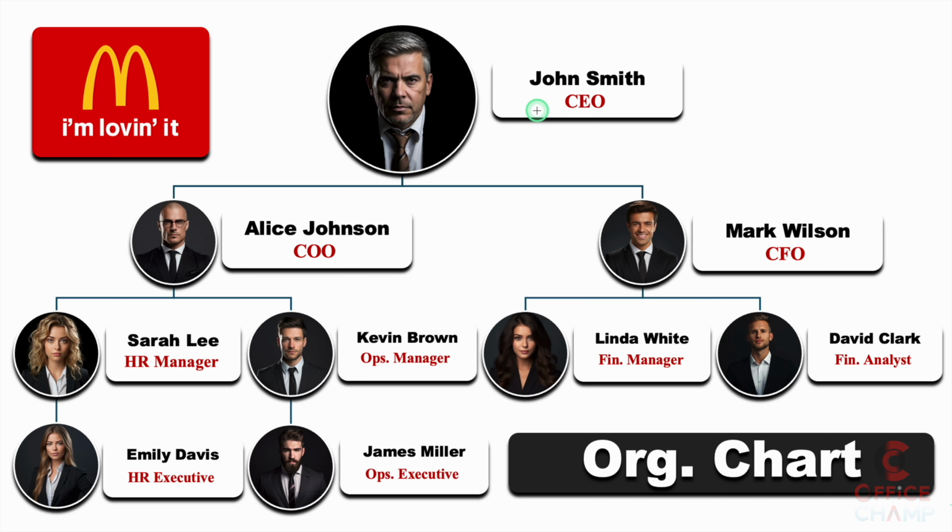After that, the staff or the people who will be reporting to CEO are over here. People who will be reporting to CFO we can see over here, and people who will be reporting to COO we can see over here. Staff who will be reporting to HR manager can be seen over here, and staff who will be reporting to ops manager we can see over here.